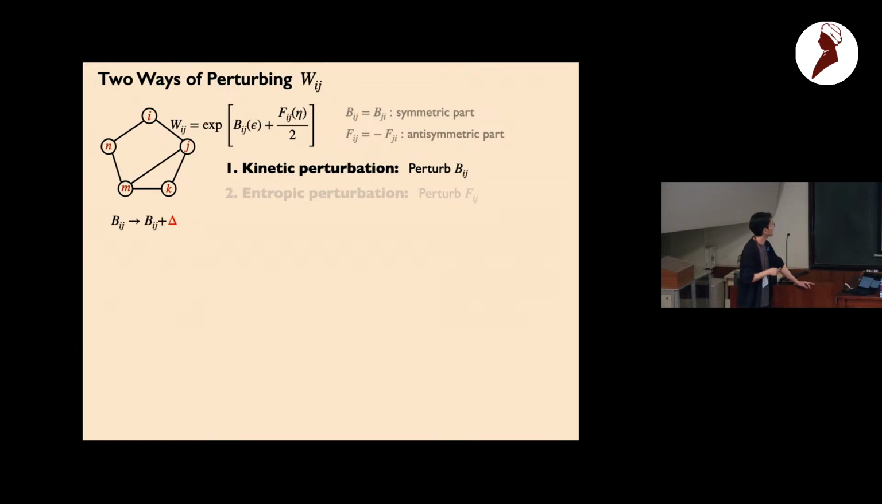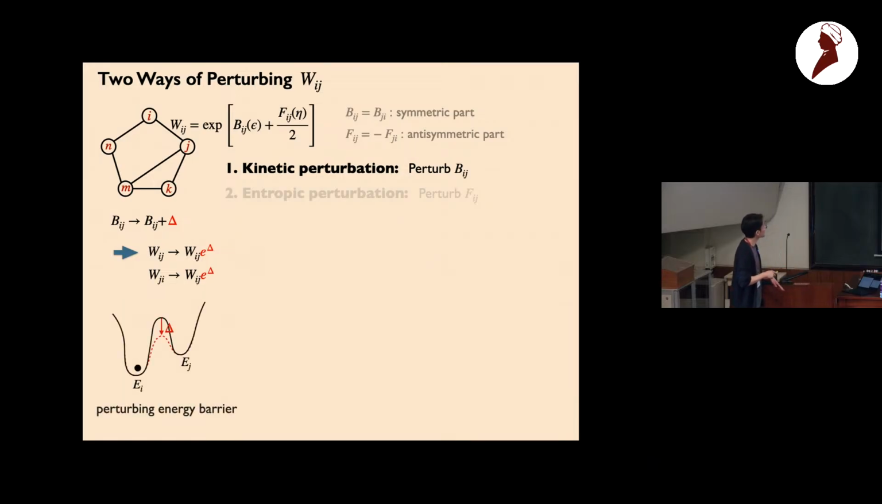Kinetic perturbation means that we change Bij into Bij plus delta. Delta is a small number. This change leads to this change of transition rate. Wij and Wji actually have the same additional factor. This perturbation is like, if there is a state i and a state j, perturbing the energy barrier between them. So this plus delta means decreasing the energy barrier by as much as delta.